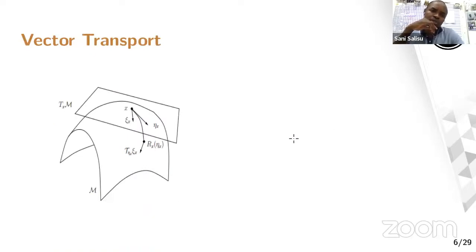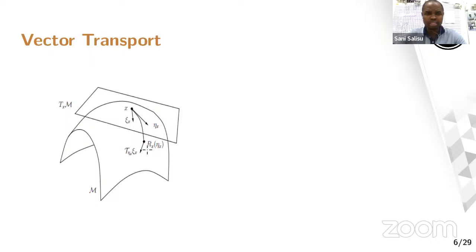A second important tool is what is termed vector transport. Why do we need vector transport? If you change from one point to another point, you remember that the tangent space changes. For example, I change from X here to R_X of eta_X, then the tangent space changes. But remember, in most cases, one requires information of the previous direction to get the current direction. So how do we do that?